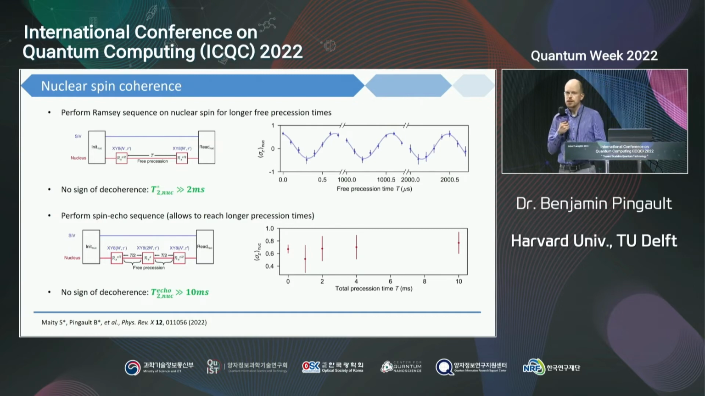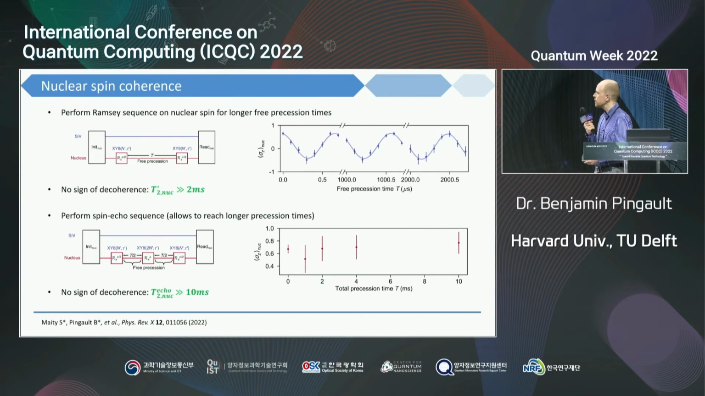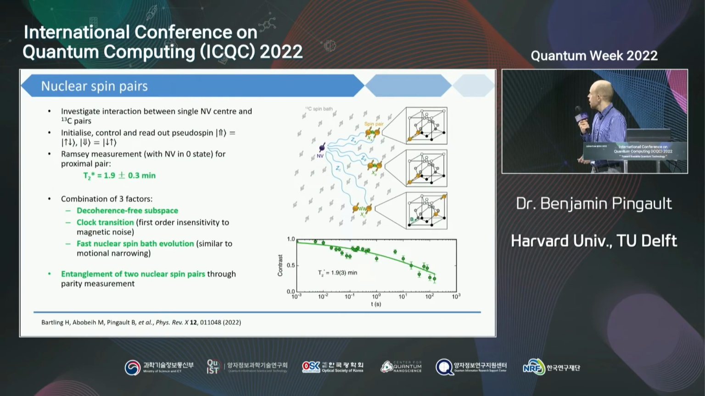So that shows that despite this new way of controlling the nuclear spin, mechanical driving of the nuclear spin, this doesn't affect the coherence time of the nucleus. So the nucleus can still be used as a good quantum memory.